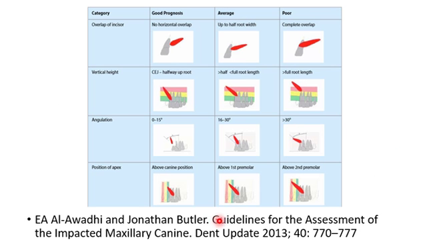So Jonathan Butler put guidelines for assessment of impacted maxillary canines. The categories are overlap of the incisors, vertical height, angulation, and position of the apex. All these four categories should be considered to put a treatment plan for the success of the treatment of the canine.